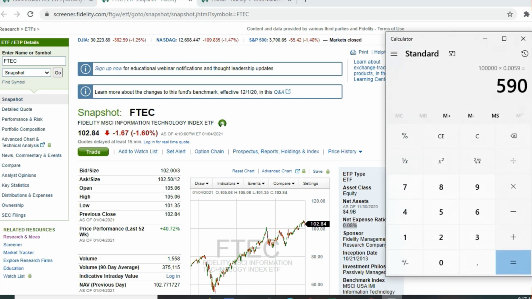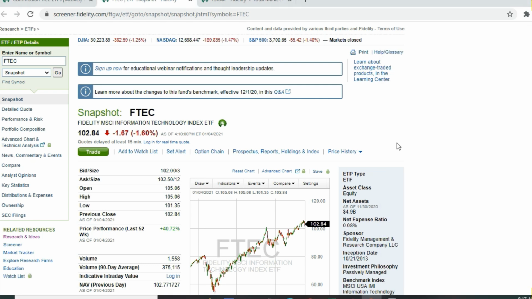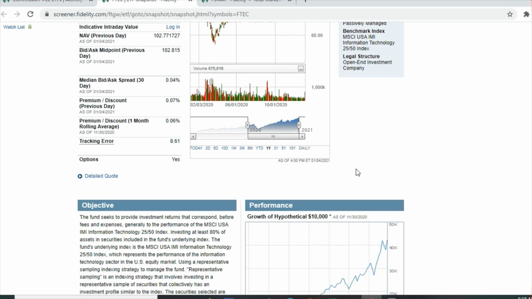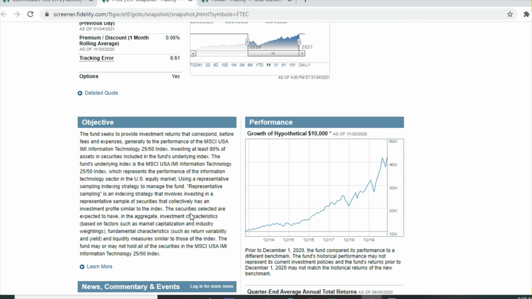So if we pull up our calculator here, we take $1,000 and we multiply it by 0.08%. For every $1,000 invested in this ETF, the annual charge is only 80 cents. It's a lot less than the $5.90 that the other ETF is charging. Again, regardless of how it performs. So we know that Fidelity indexed or passive ETFs have lower expense ratios, but as you can see here, this ETF seeks to track a specific benchmark index, the MSCI USA IMI Information Technology 2550 Index, meaning it's trying to provide investment returns that correspond with a specific index, not beat the market, just match the market.